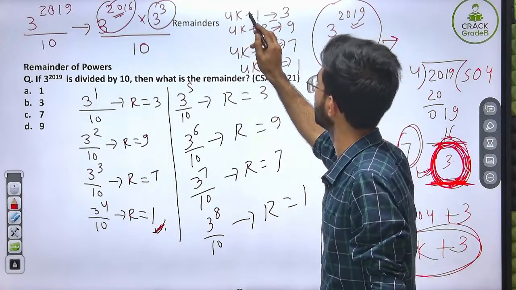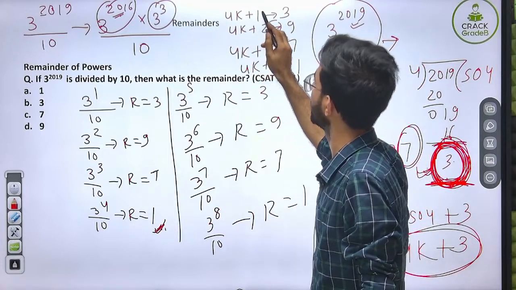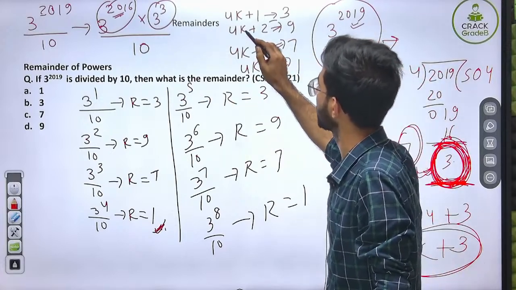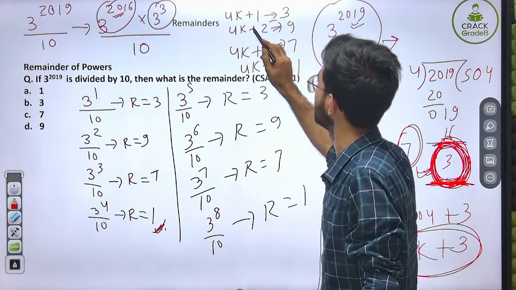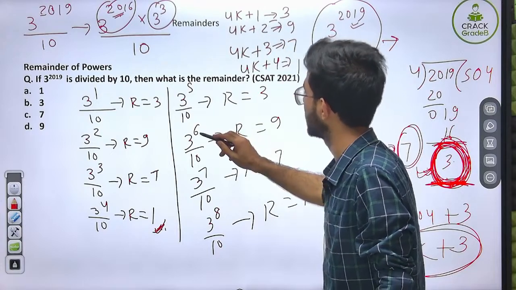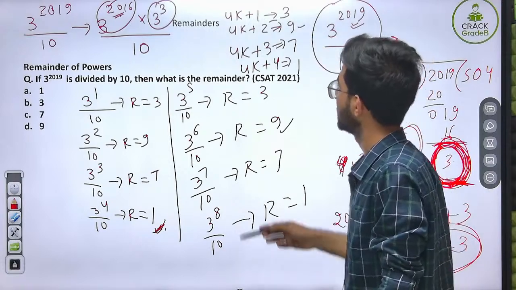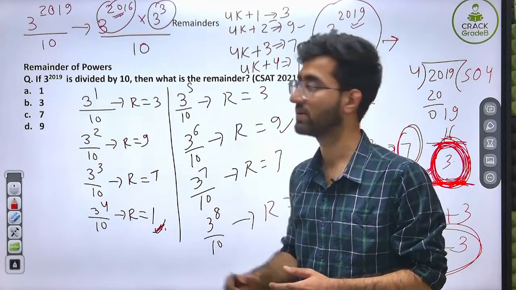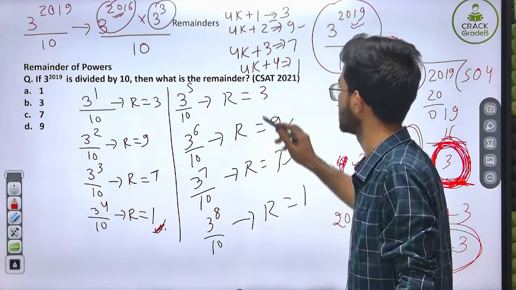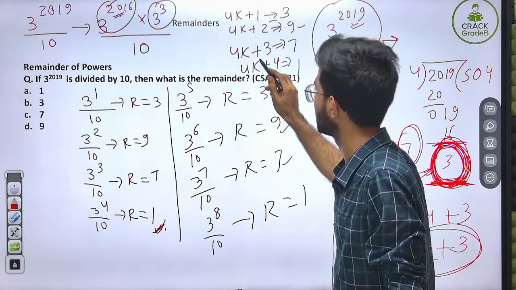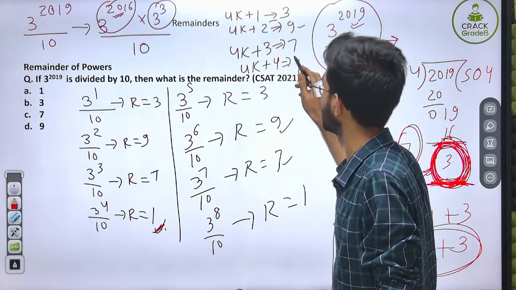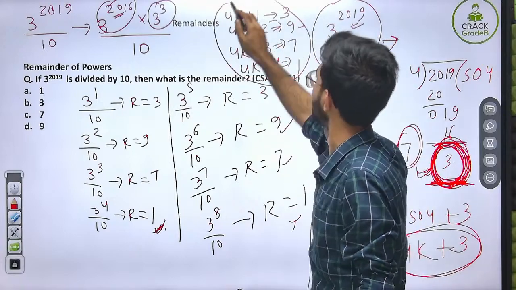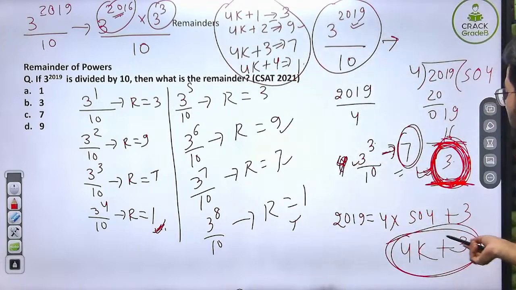Similarly, if you put the value of k as 1, so 4 into 1 plus 1 is 5. So if the power is 5, remainder is 3. 4 into 1 plus 2 means power is 6. So when the power is 6, remainder is 9. 4 into 1 plus 3 is equal to 7. So if the power is 7, remainder is 7. 4 into 1 plus 4 is 8. So if the power is 8, remainder is 1. So basically this is the pattern.